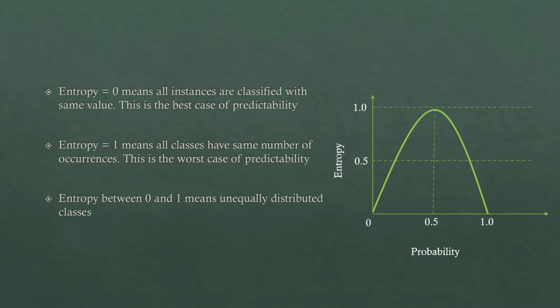Entropy is 1 when probability is 0.5, which means all classes have exactly the same number of occurrences. Prediction becomes most inaccurate under this situation, but these two situations represent two extremes or two boundaries. In realistic datasets, we hardly get this. Rather, entropy lies somewhere between 0 to 1, like it may be 0.91 or 0.94.